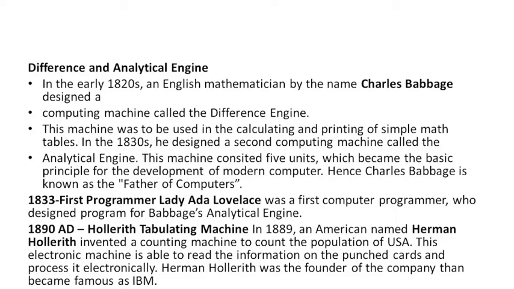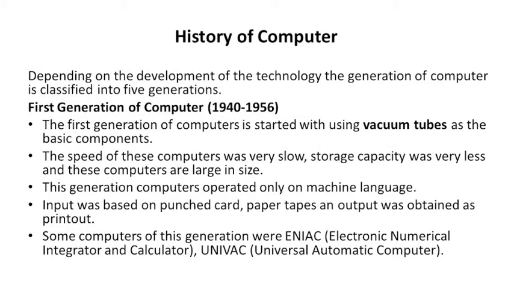In 1890, the tabulating machine. In 1889, the American named Herman Hollerith invented a counting machine to count the population of the USA. This electronic machine is able to read the information on the punched cards and process it electronically. Herman Hollerith was the founder of the company that then became famous as IBM. That is about the evolution of the computer.